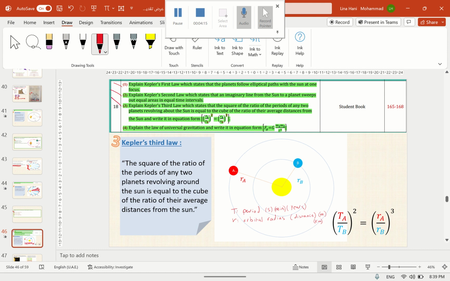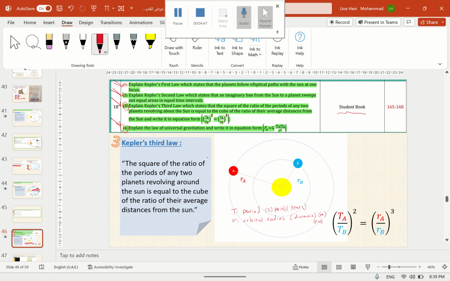Explain Kepler's third law that we will do in a minute, and explain the law of universal gravitation, which we also will explain in this point. So because it has so many points and no questions were mentioned, this question is most likely to be a match question. Match the law with its statement. All right, let's explain 3 and 4 here. 1 and 2 we already have explained in the previous 2 objectives.